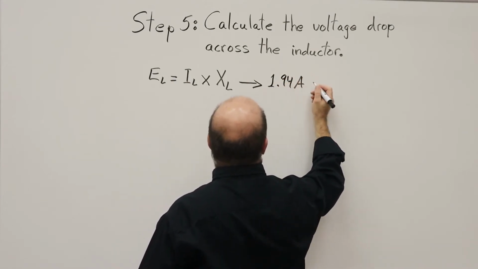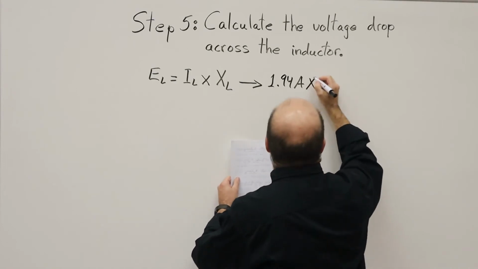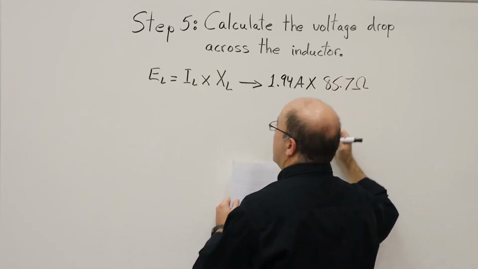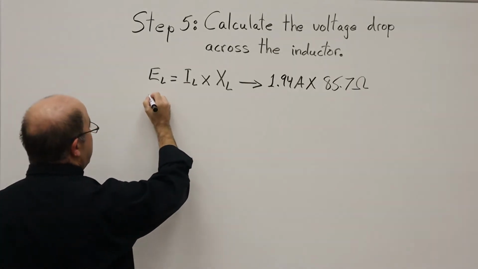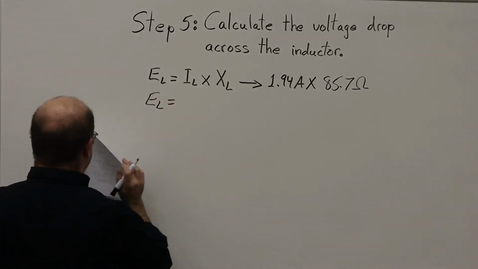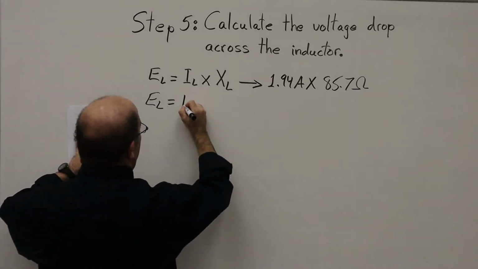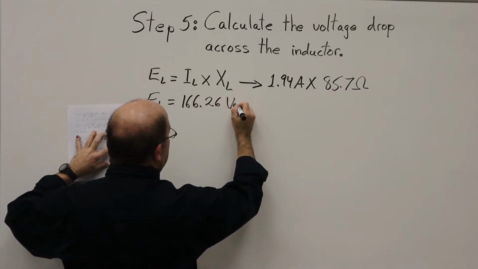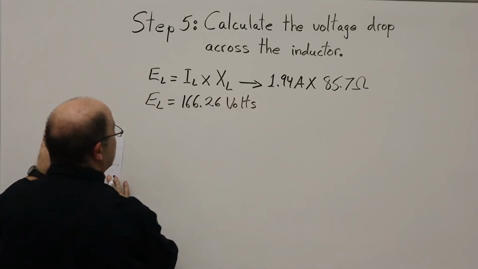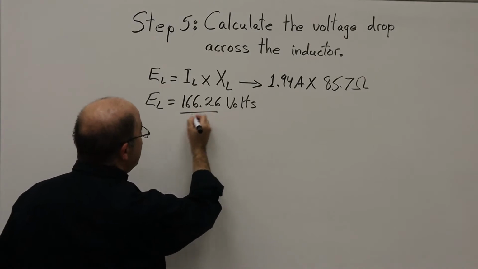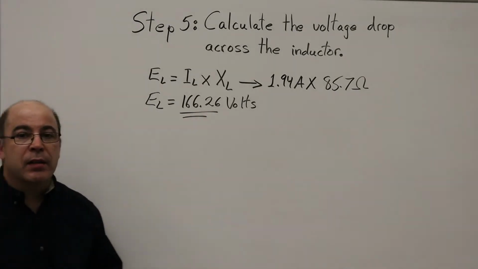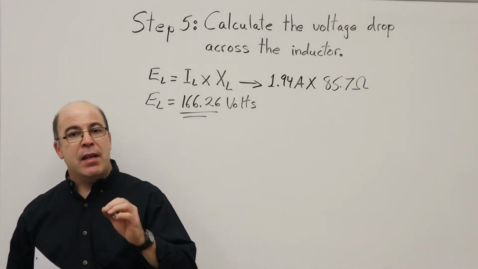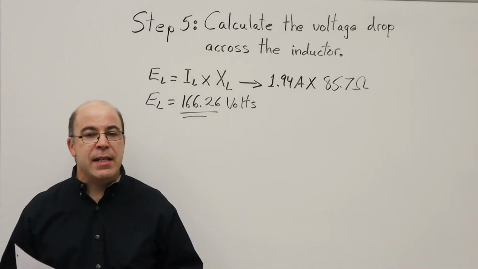1.94 amperes multiplied by 85.7 ohms. The result should be our voltage drop is equal to 166.26 volts. Now, some people are going to be shocked because 166 volts is higher than the applied voltage of 118.